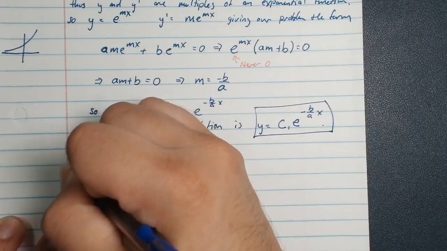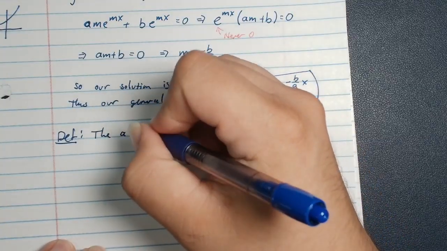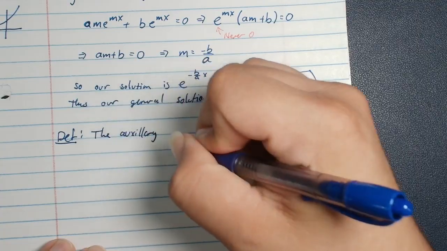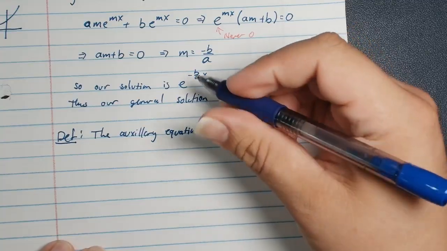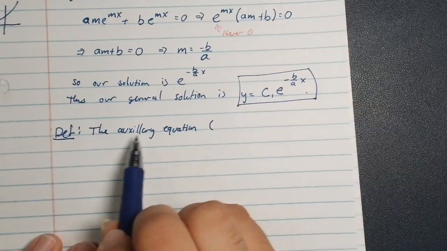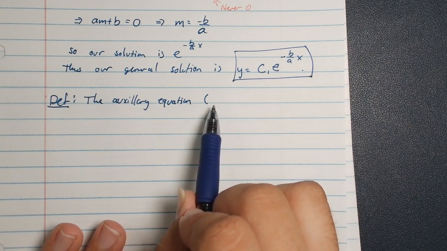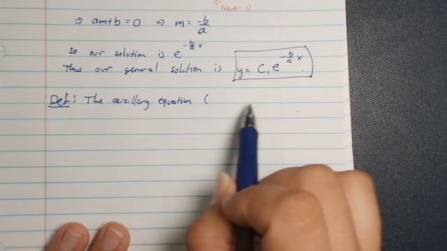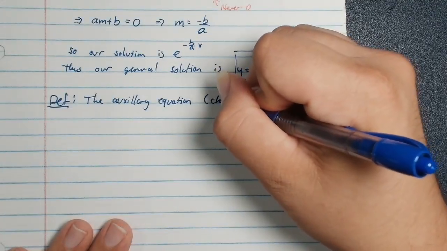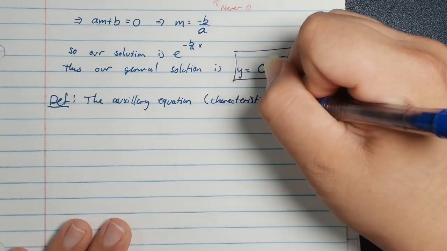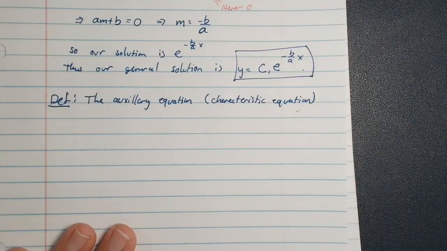Our next definition formalizes that statement. The auxiliary equation. This is also sometimes called the characteristic equation. They're both interchangeable. However, I personally, when I was a student, learned it as the characteristic equation, so I tend to use that one more often, but they are interchangeable. So here I'm going to say the auxiliary equation. Characteristic equation means the same thing for our purposes.